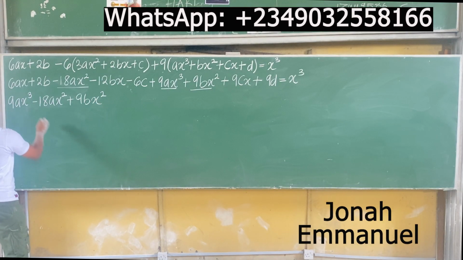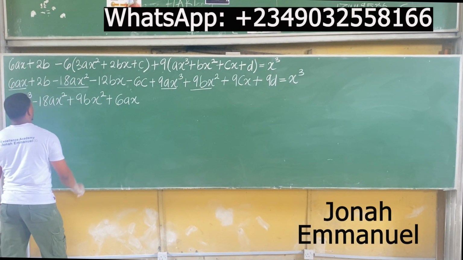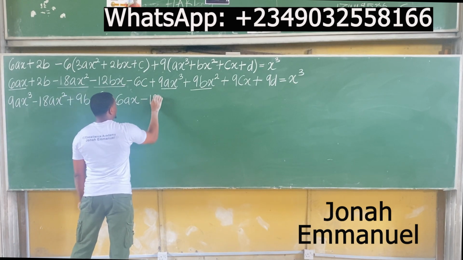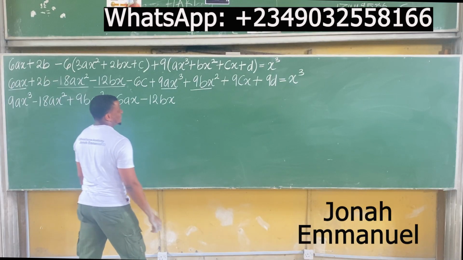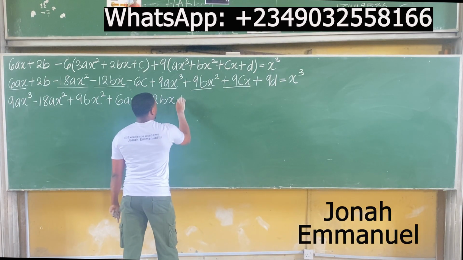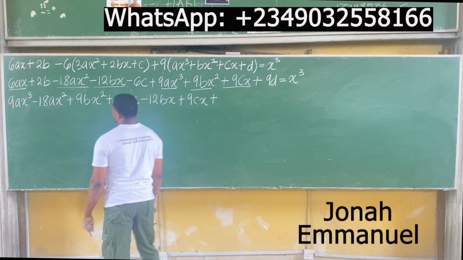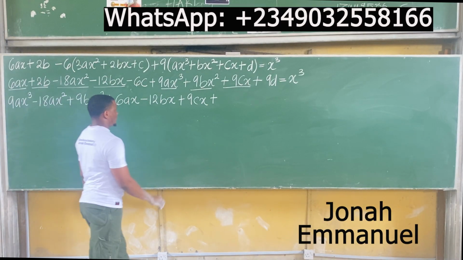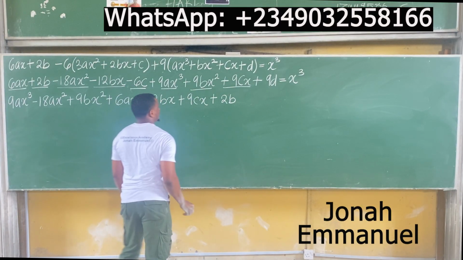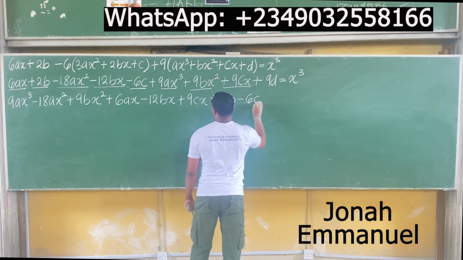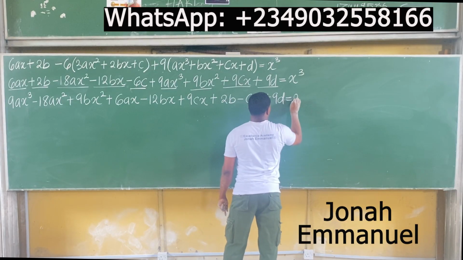Give me the x. Plus 6ax minus 12bx. You need that x again there. Plus 9cx. That's all. Give me constants. Plus 2b. This one again here. Minus 6c. Plus 9d. It's equal to x cubed.